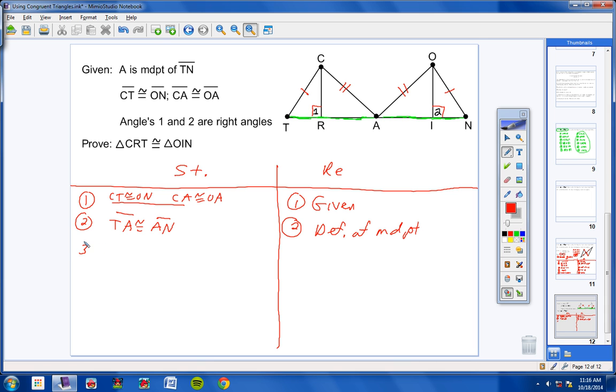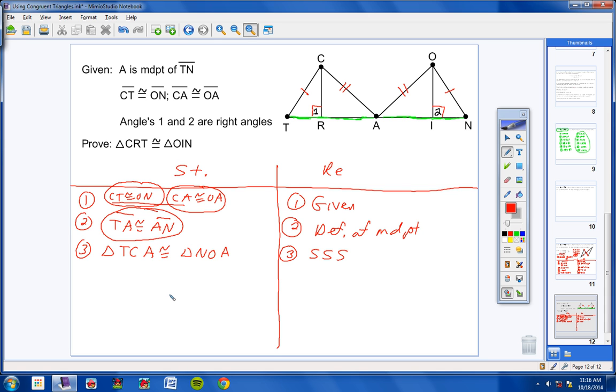So now I can go ahead and state that my big triangle TCA is congruent to triangle. Now be careful, match up corresponding angle with corresponding angle. I have TCA congruent to NOA. Okay, and the reason would be side, side, side. I stated these two sides are congruent, I stated these two sides are congruent, and I stated these two sides are congruent. Okay, so side, side, side.